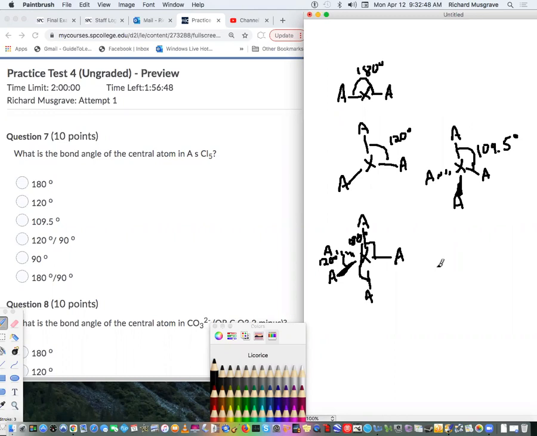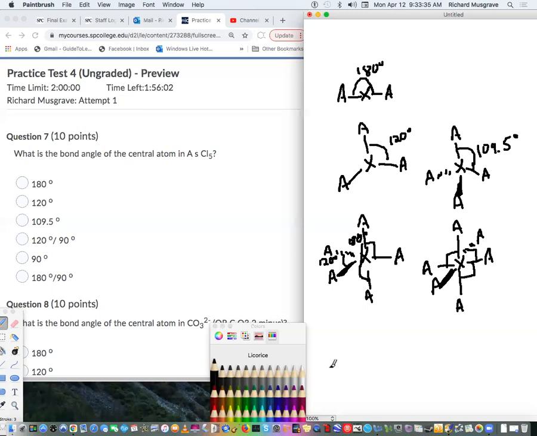Yes, you do have to memorize these if you're not very happy with the way that they're represented. I mean, sometimes people just don't like geometry and don't see the bond angles. And the last one, they're all 90s all the way around. That's for the octahedral. So all of those are 90 degrees. So for this one, AsCl5, you would have to figure out what its overall shape is, and then you can determine the bond angles that are present.